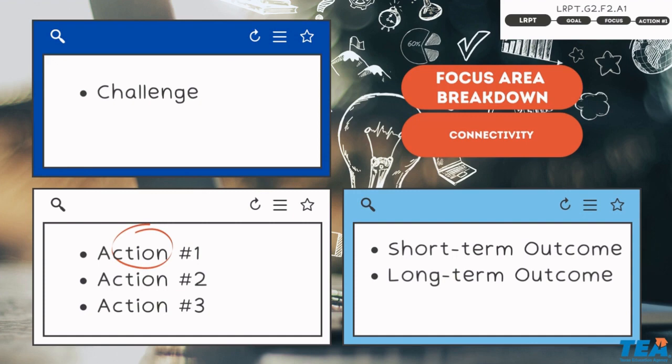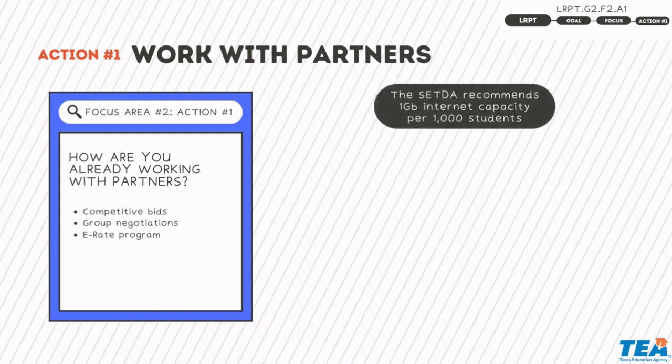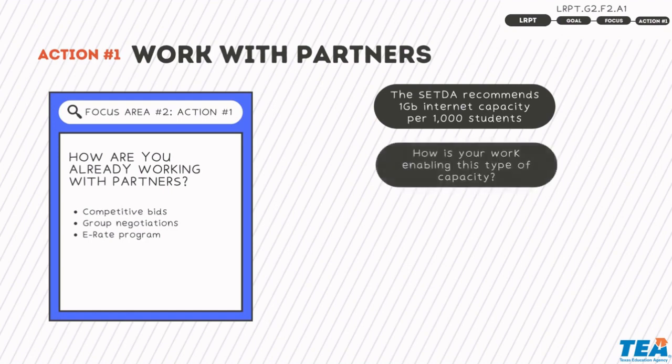We know the challenge. Now, let's talk about our first action. Action number 1 is to work with local education service centers and internet service providers to bring down connectivity costs. This could be working to bring connectivity costs down through competitive bids, group negotiations, and the E-rate program. This work can help to enable all campuses to reach the State Education Technology Director Association's recommendation of 1 gigabyte of internet capacity per 1,000 students.